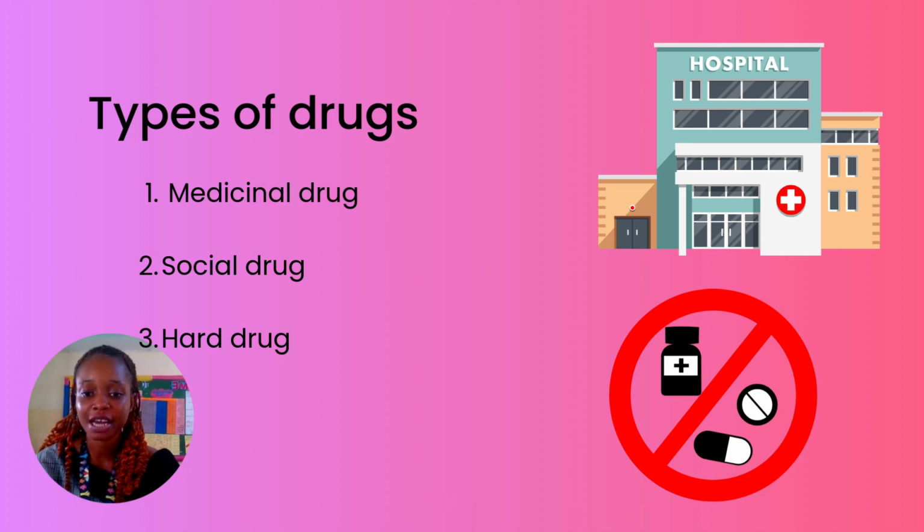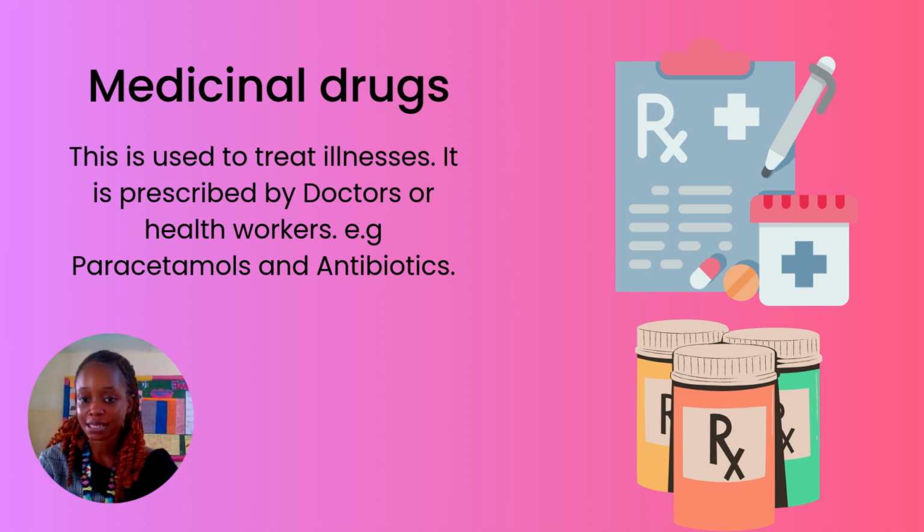Now we have three types of drugs that we're going to be looking at today. We have medicinal drugs, social drugs, and hard drugs. I'm going to be looking at each of these types of drugs and some simple examples of these types of drugs.